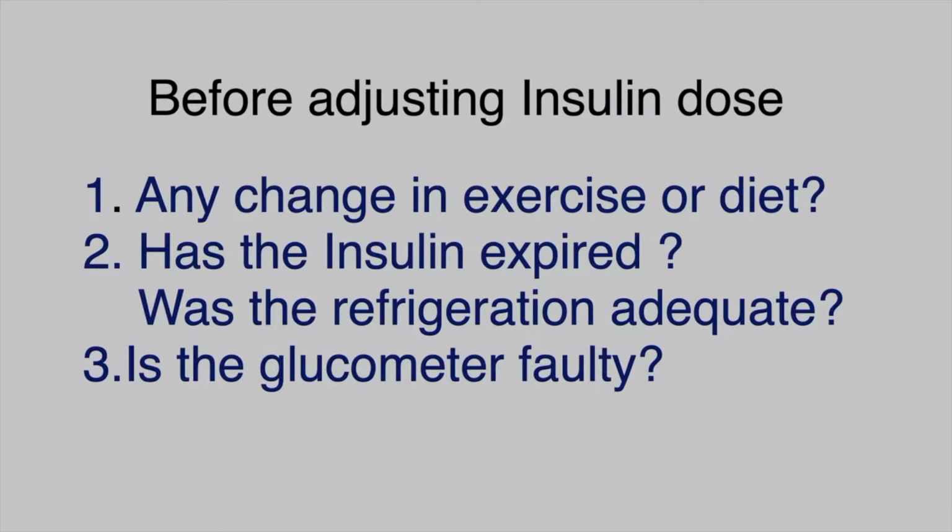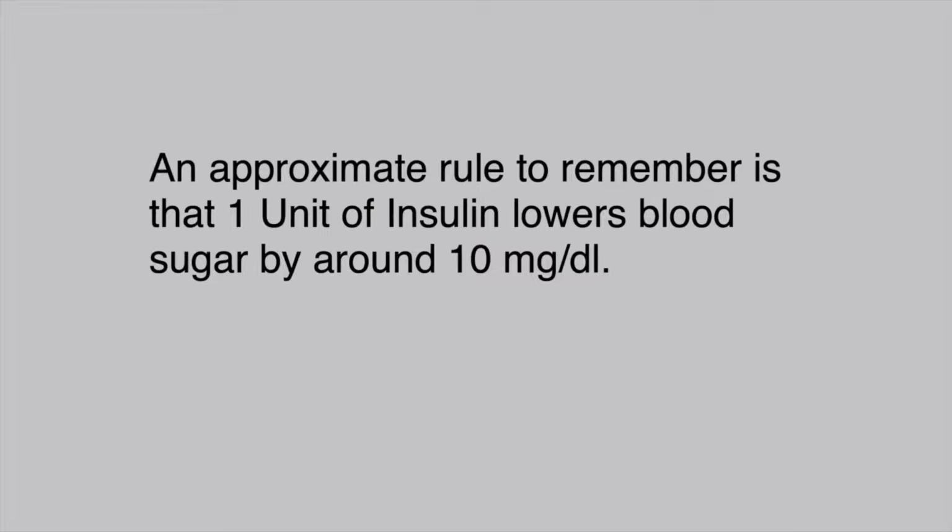Is the glucometer faulty? An approximate rule to remember is that 1 unit of insulin lowers blood sugar by around 10 milligrams percent. Fasting blood sugar ideal range is 90 to 110 milligrams percent, while postprandial is 120 to 160 milligrams percent.